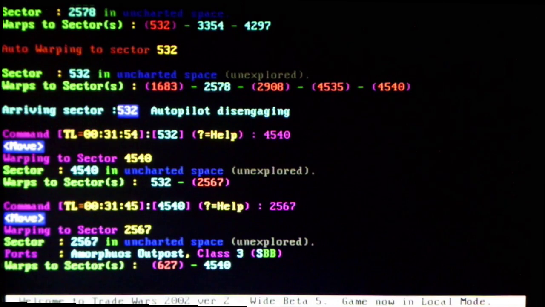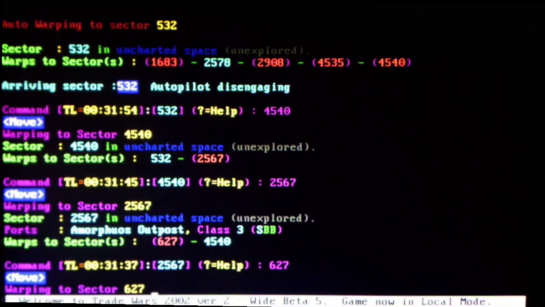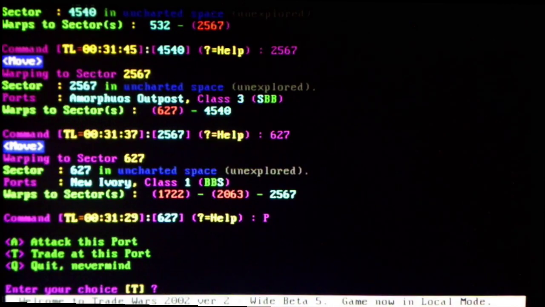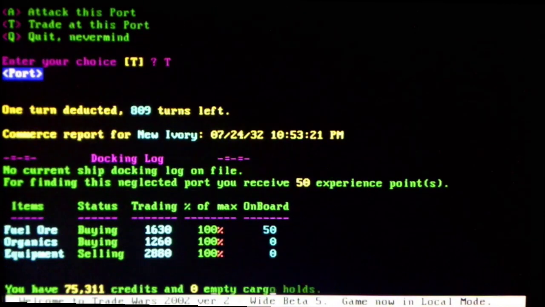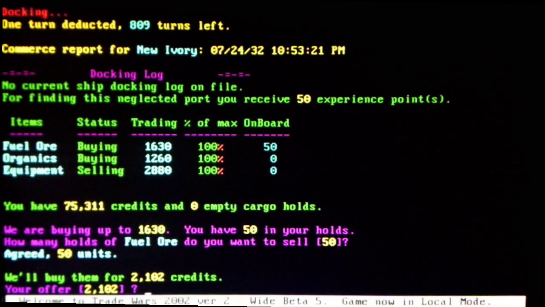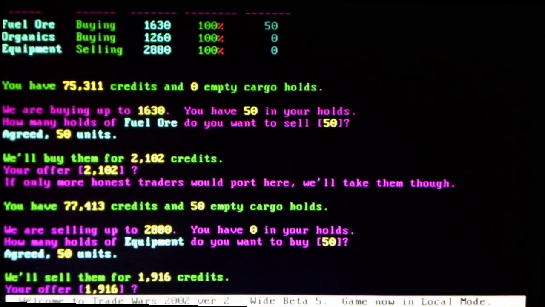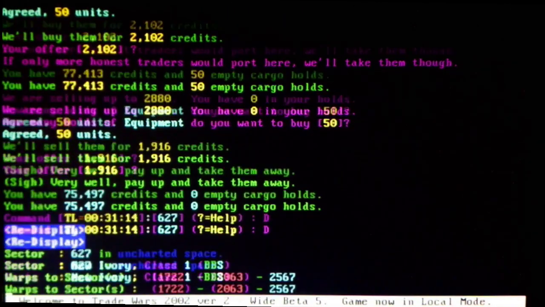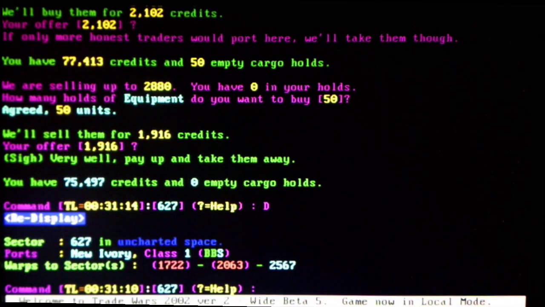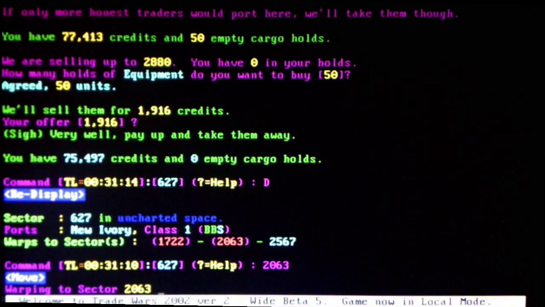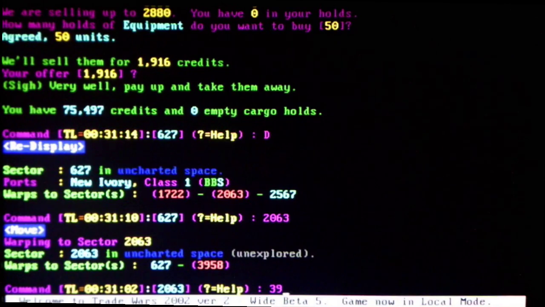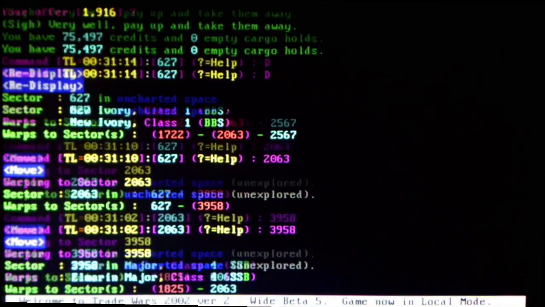I should see if I can find my mapping software to tell me. I'd actually have to play it through a terminal, though. Not interactively like this, because I'd have to generate a log. Sell some fuel ore. Buy some equipment. Oh, come on, we gotta look at 2063. What if there's something in 2063? No, there's not. What about 3958? Oh, there we go.